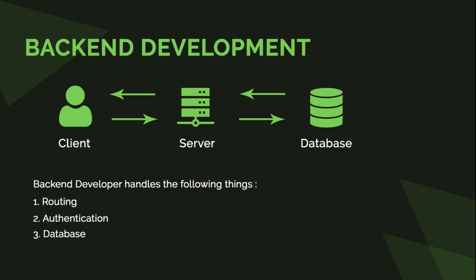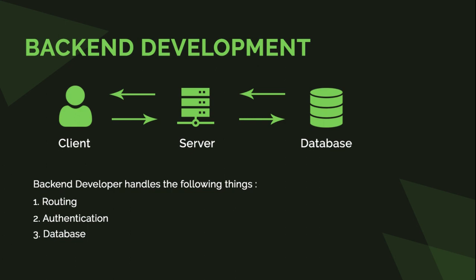And the next thing that the backend developer does is secure your application and also authentication. All right, so meaning there are some pages that you might not want the users to see. For example, the admin pages. All right, so you just want the admin to see that. And for that, you create a security system or something like that. So that is basically done by the backend developer.